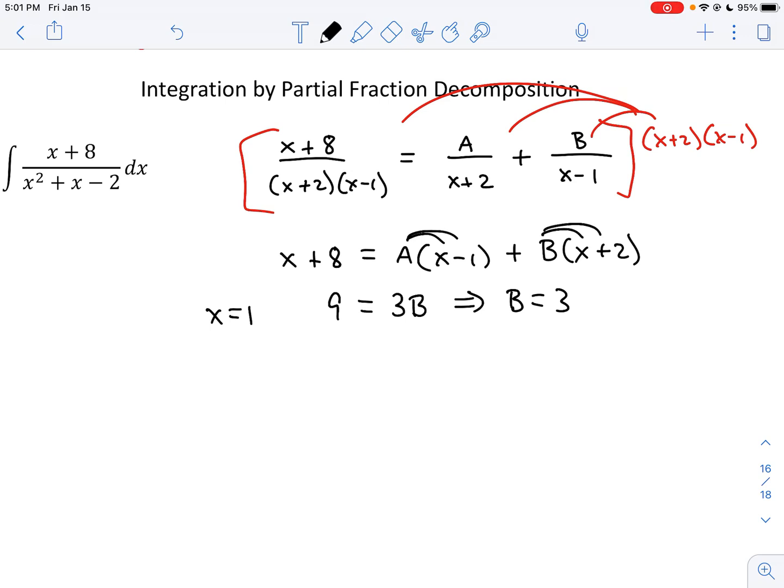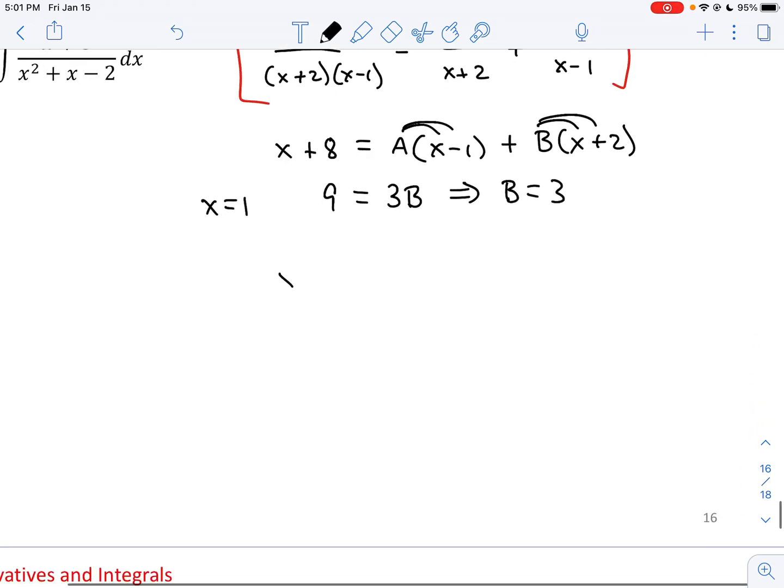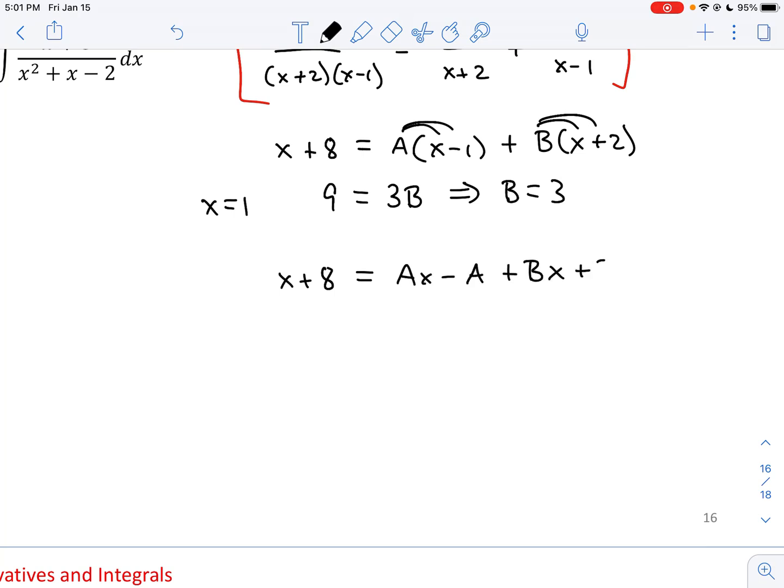Another way is to distribute everything on the right side of the statement. So you have x plus 8 is equal to ax minus a plus bx plus 2b. Then group by similarity. So we have the x terms there. We can group those together. So we have x plus 8 is equal to a plus b times x, factoring out the x. And then the constants are a positive 2b and a negative a.